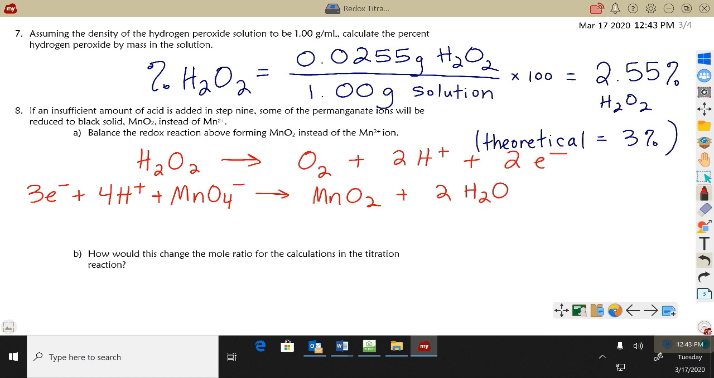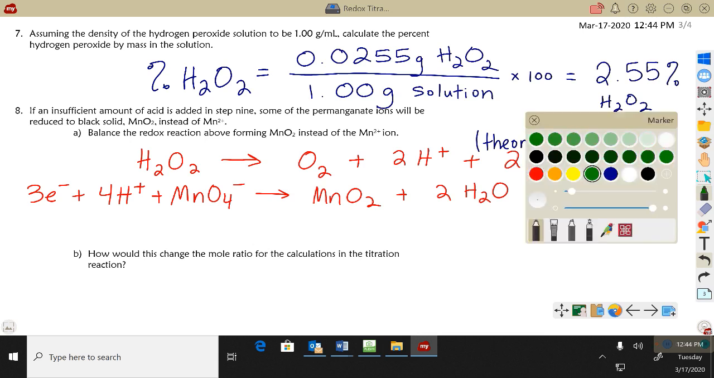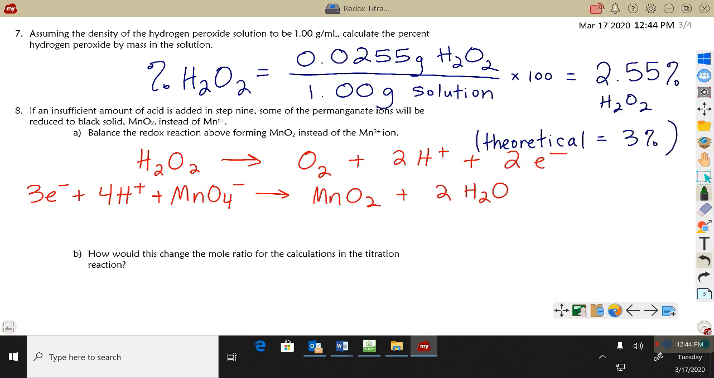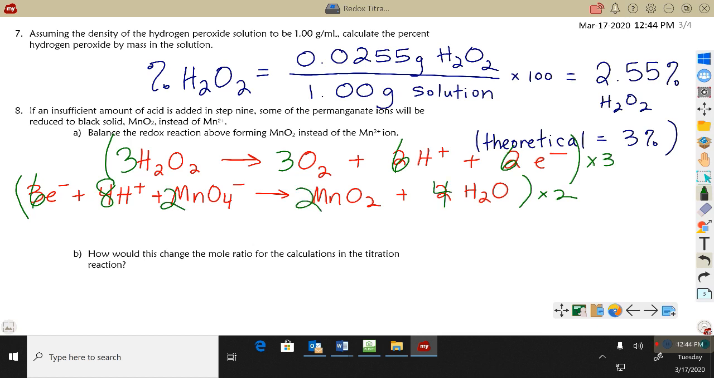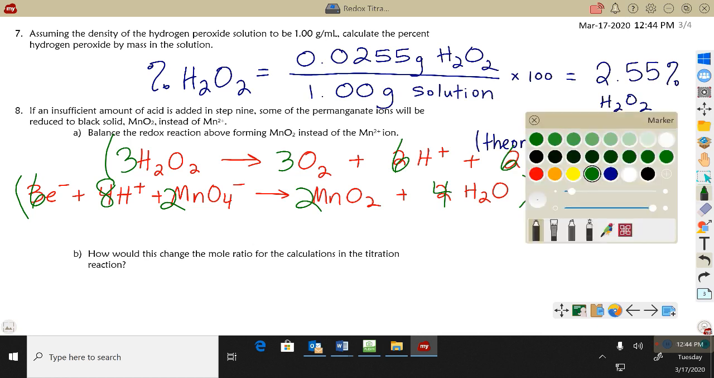Fantastic. Okay, so before I can add them together, the electron transfer is not the same. So we've got to fix that. We've got to go for 6. Times 3. It's so much work. Times 2. All right, so 3 and a 3 and a 6 and a 6. And then this is going to be 6. 2 times 4 is 8. 2, 2, 4.